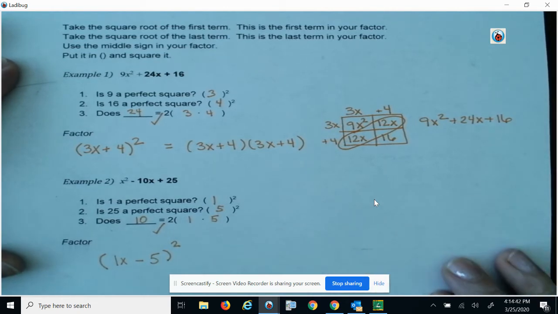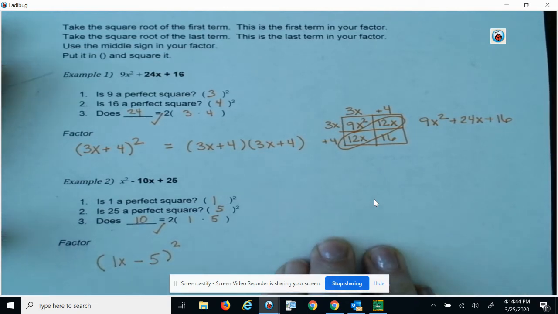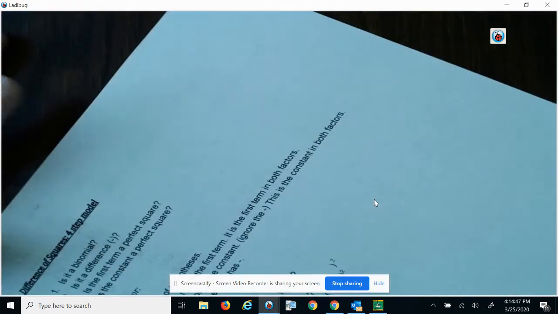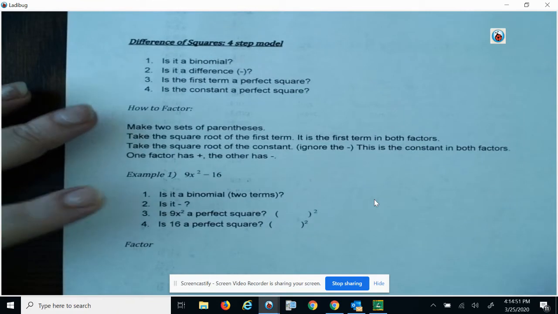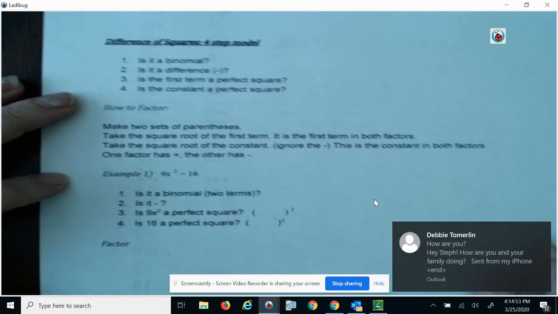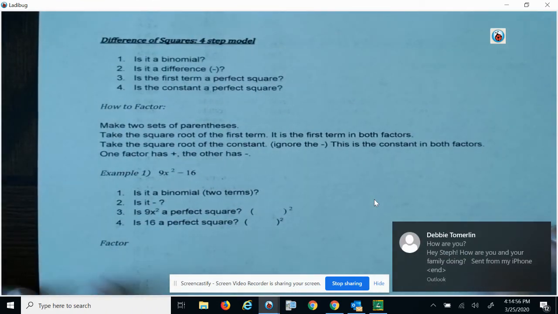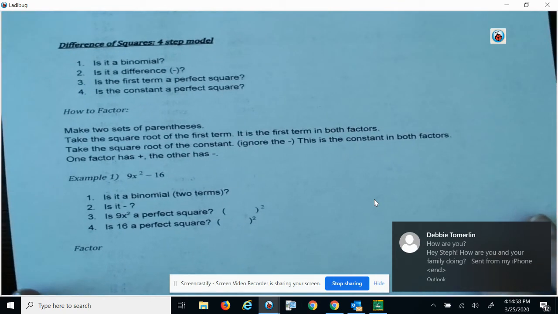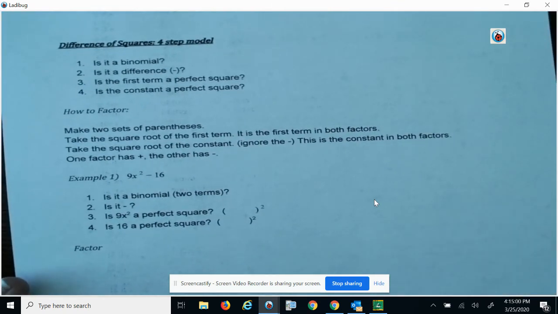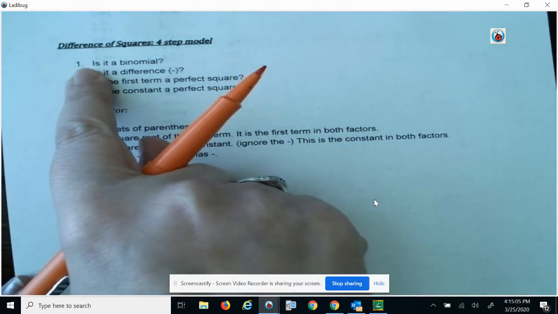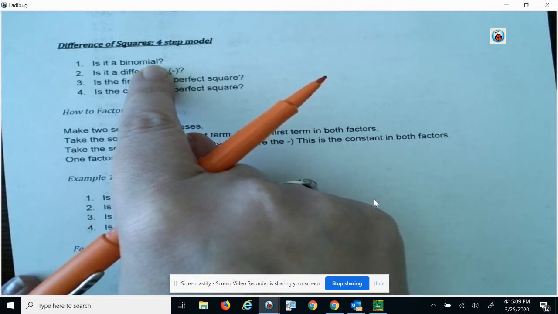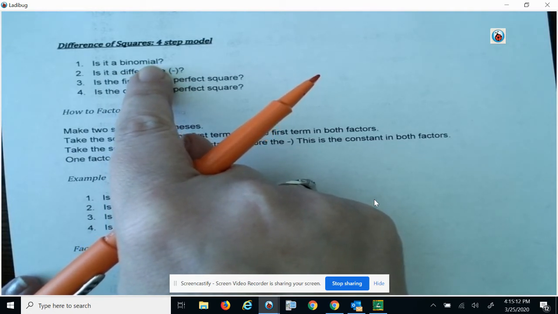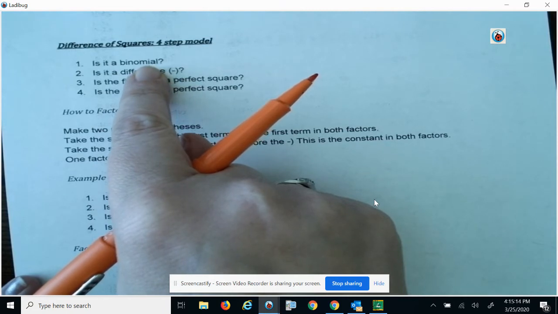All right, so special cases, this is just taking shortcuts from the X method. We can also have a difference of squares that we can factor. Difference of squares is going to look different from everything else that we factor because our first question here is, is it a binomial? Everything we've factored so far is a trinomial, and difference of squares is the binomial that we can factor.